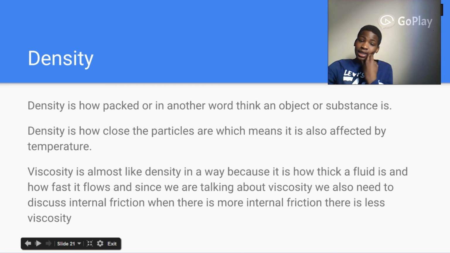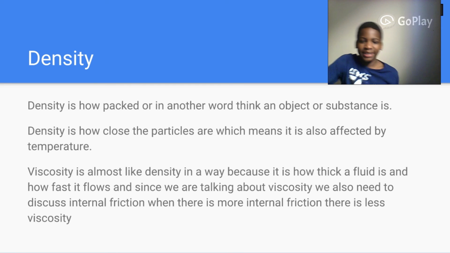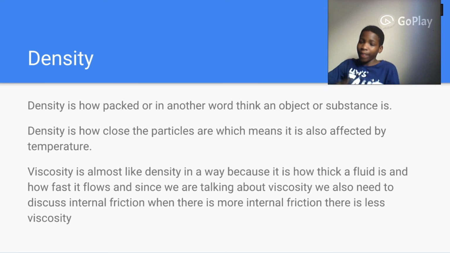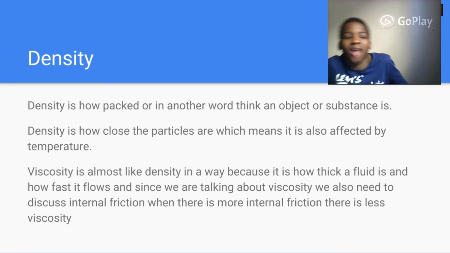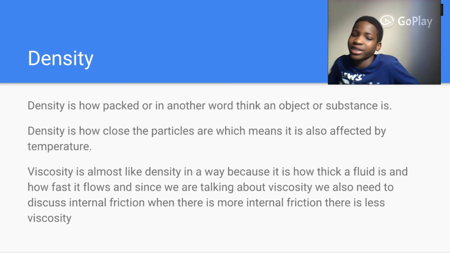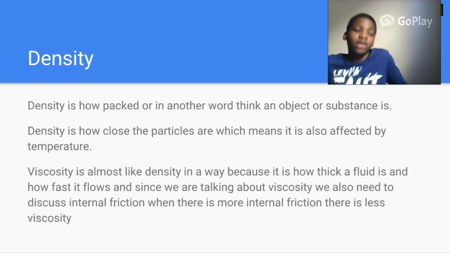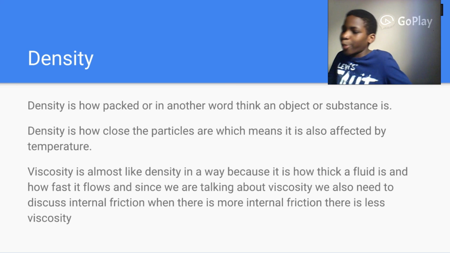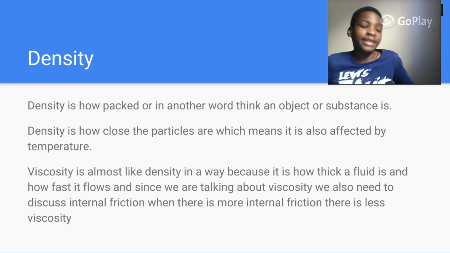The density. You guys might not know what density is, but I think it'd be useful for you to know it for my next YouTube video, which will be covering density, buoyancy, and viscosity mostly. So density is how packed, or in another word, thick an object or substance is. Density is also how close the particles are, which means it is also affected by temperature, right? Because when temperature heats up, the particles go farther apart, like in the particle model of matter in the previous slide.